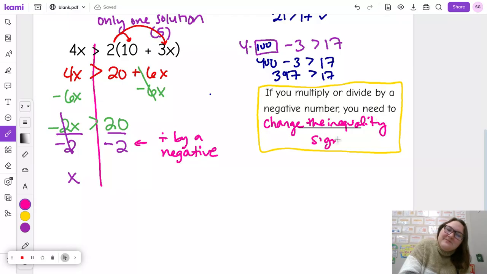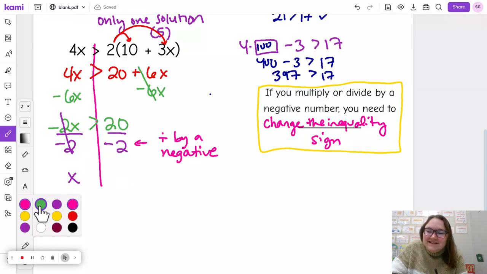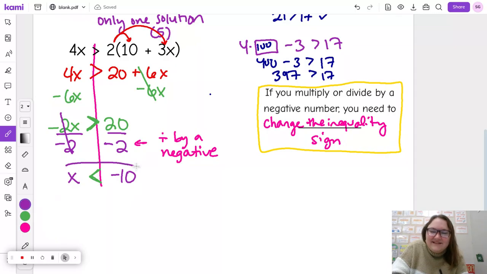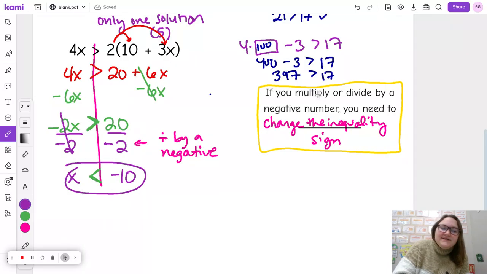Didn't give myself enough room. Change the inequality sign. And so what that means is this inequality here, it is going to change directions. Instead of greater than, it will be less than because we divided by that negative 2. And then to finish off my answer, 20 divided by negative 2 is negative 10. That's the one thing that makes solving inequalities different. So when you go to solve, be careful when you are multiplying or dividing by a negative number because that inequality sign needs to change.